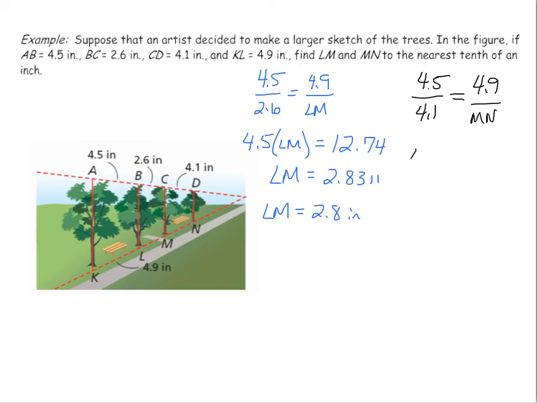So when I cross multiply here, 4.5 MN will equal, I got a handy dandy calculator here, 4.1 times my 4.9, just to make sure I've got it right. We get 20.09, and we're going to divide that by 4.5. So my answer that I get for MN is 4.464, but if I round it to the nearest tenth, it will be 4.5 inches.